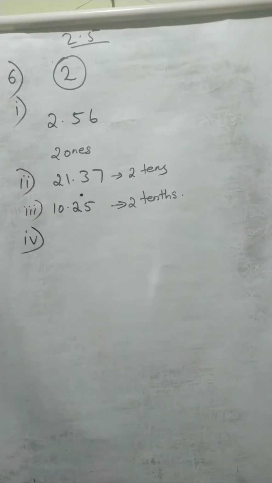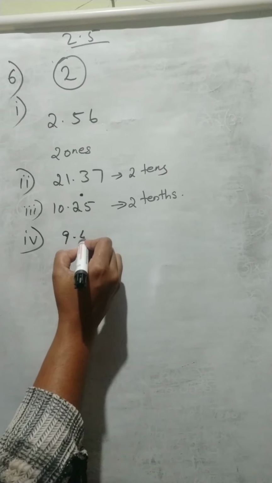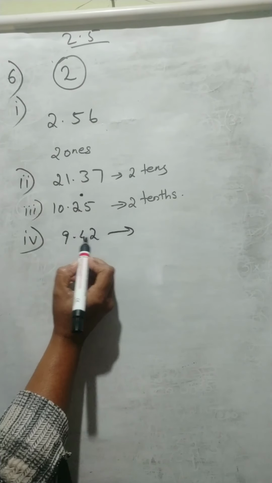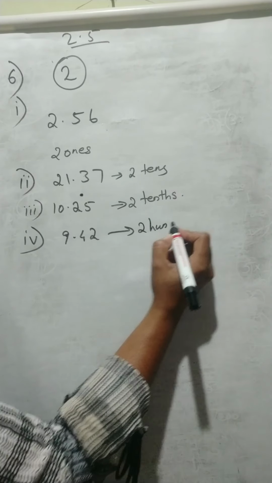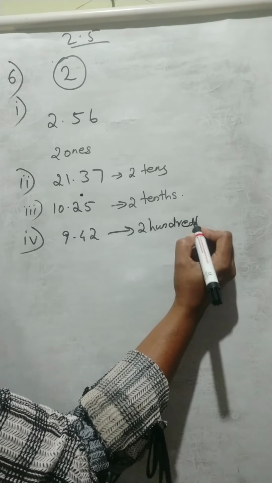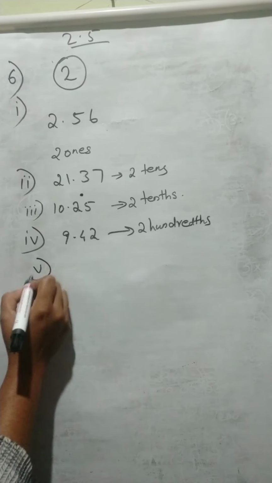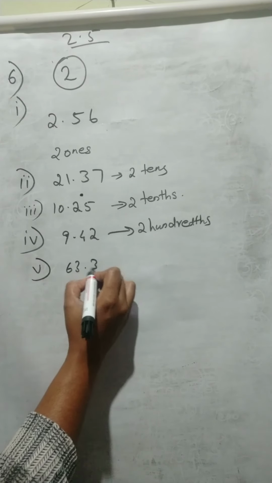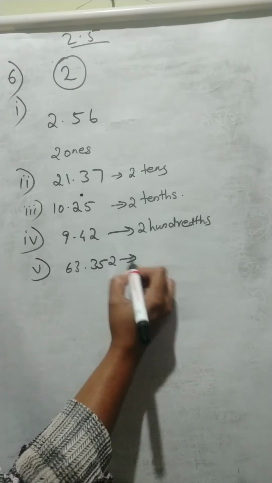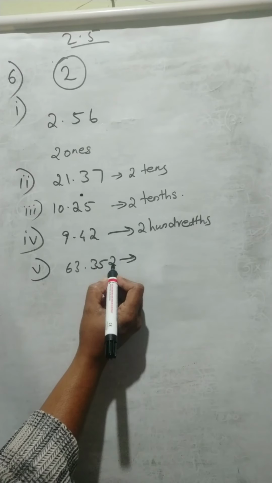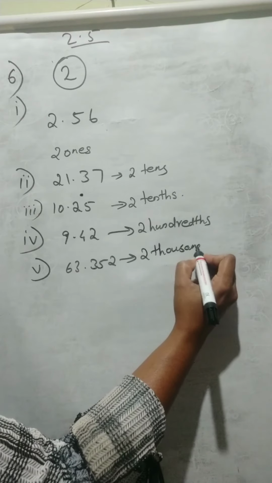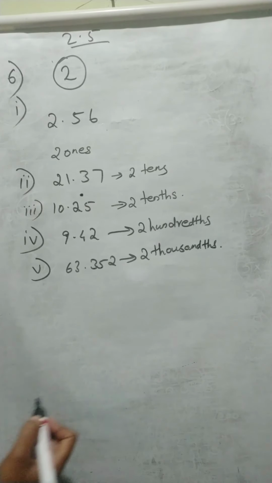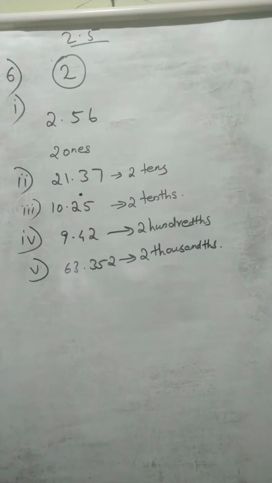Then the fourth question, it is 9.42. Then here 2, after 4, tenths, hundredths. So we can write 2 hundredths. Then the fifth question is 63.352. That we can write tenths, hundredths, thousandths. 2 thousandths. Okay.